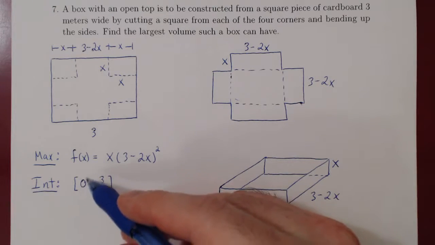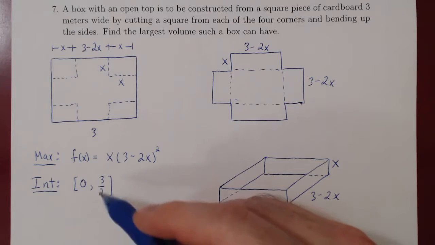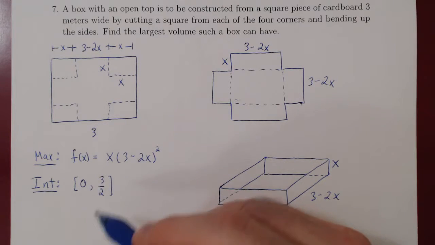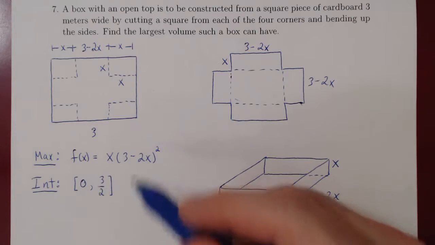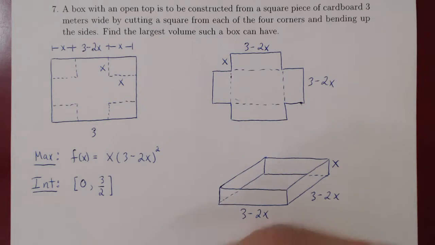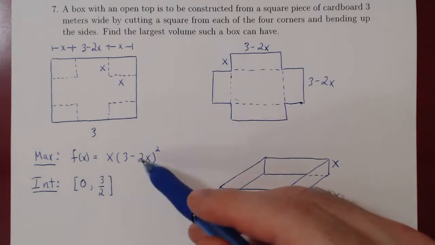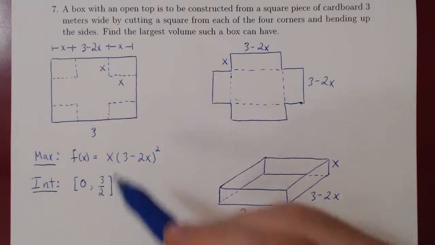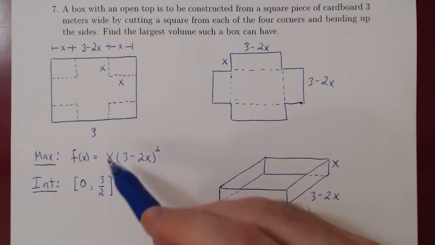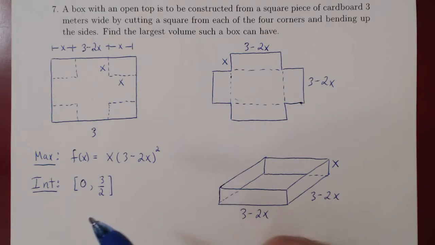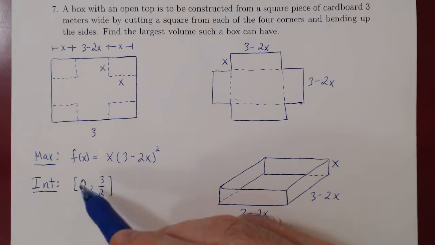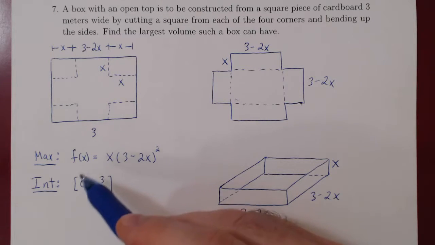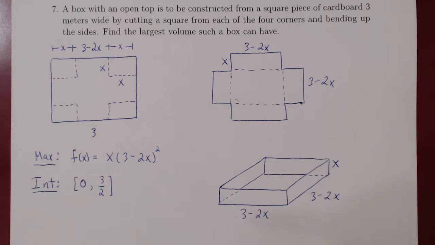So again, we can include these two endpoints because we know that they will not yield a maximum value, because at both 0 and 3/2, the volume is 0. And now we're good to go. We have a continuous function on a closed and bounded interval. And so we know that the maximum value and minimum value of this function will occur at either the left-hand point, the right-hand point of the interval, or at some critical point inside of the interval.